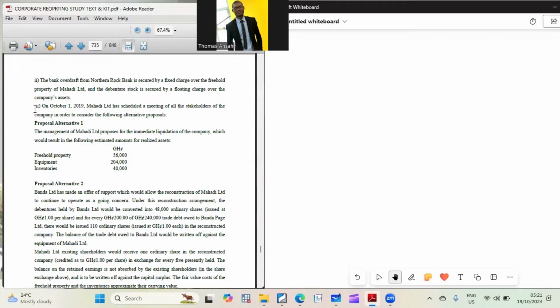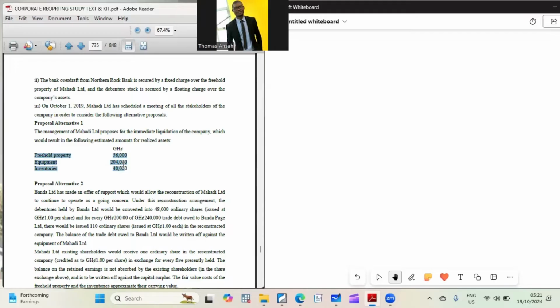Okay, let's go on. On October 1st, 2019, Mahadi Limited has scheduled a meeting with all the stakeholders and put before them these proposals. Proposal 1 is that they are going to liquidate the company. And that will mean that they are selling all the assets for this amount.